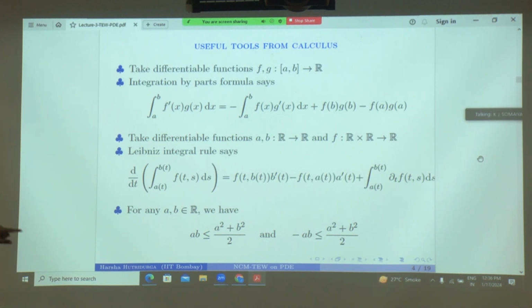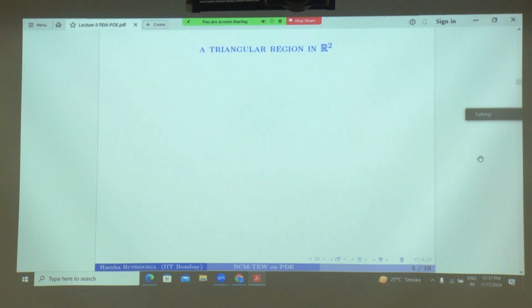Using these three things, we will prove a very interesting thing about solutions to the wave equation. Only these three things, nothing more. Before that, we will introduce a region in R2. We call it a triangular region in R2. As the name suggests, it's a triangular region. For that we will pick some point x0 in R and some t0 positive.